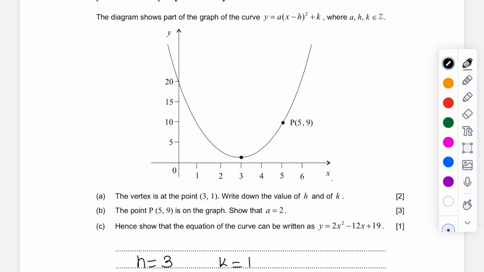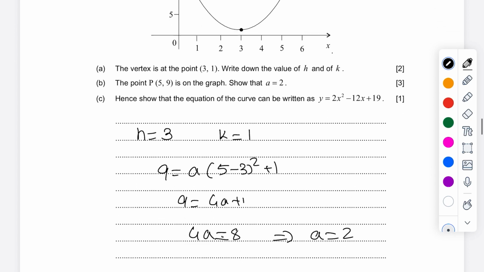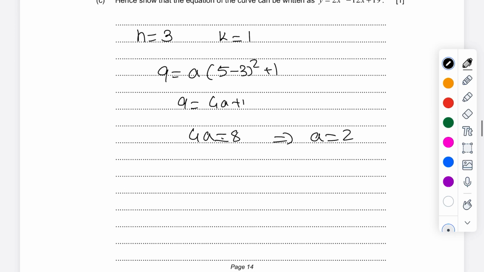Show that a equals 2. So what am I going to do? I'm going to plug in that one. So 9 equals a times (5 minus 3) whole square plus 1. So 9 equals 4a plus 1. So 4a equals 8, which gives me a equals 2. That's going to be the answer.